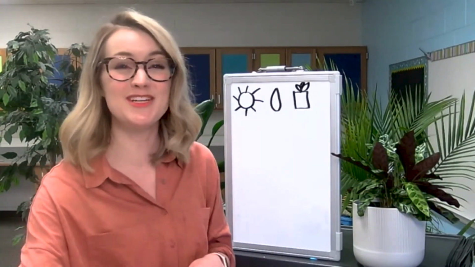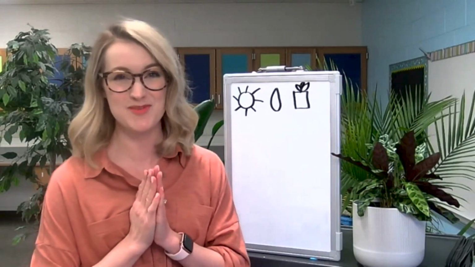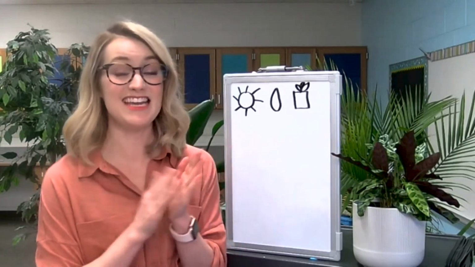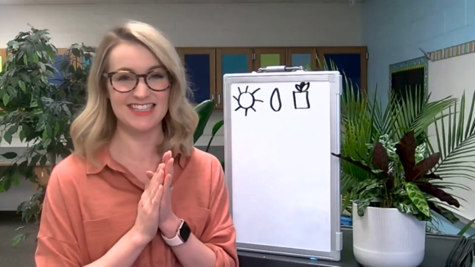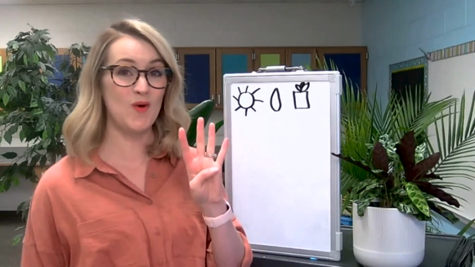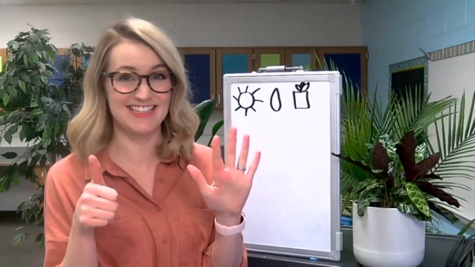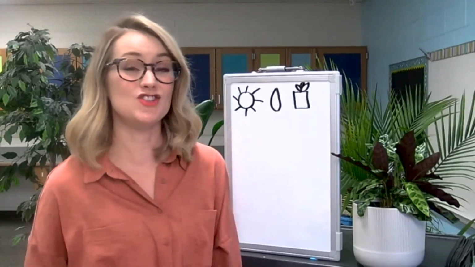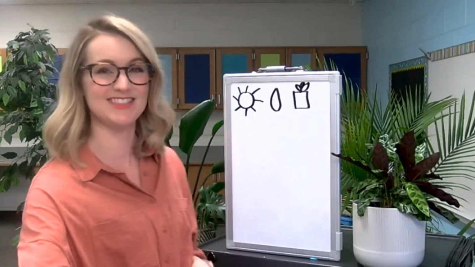Okay, before we start writing, let's clap out the words in that sentence. Here we go, clap with me. Plants need sun, water, and space. Let's count it out. Plants need sun, water, and space. There are 6 words in that sentence. Now let's draw some lines on our papers to remind us that there's spaces between our words. Here we go.